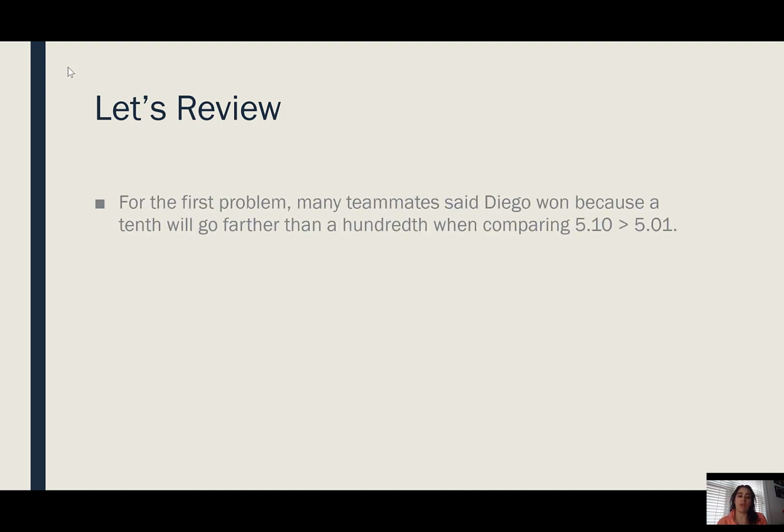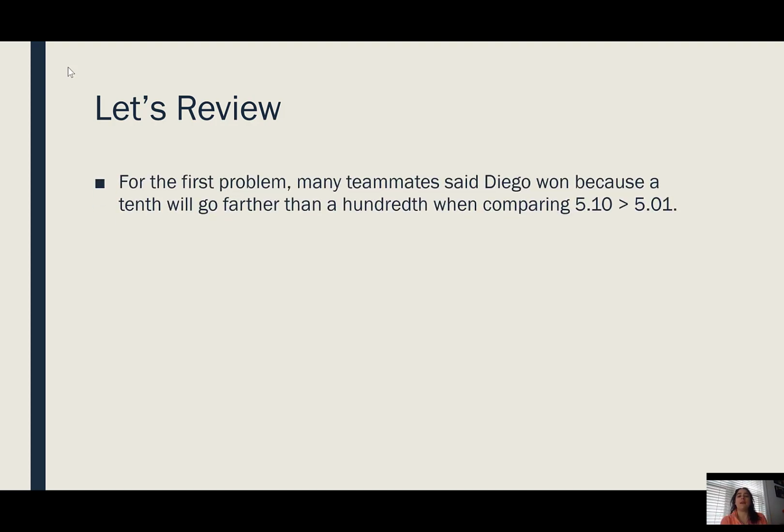So here they are. For the first problem, many teammates said that Diego won because a tenth will go farther than a hundredth when comparing. So people said 5 and 1/10 is greater than 5 and 1/100th. I agree with you. Diego did win. He did throw the frisbee further.